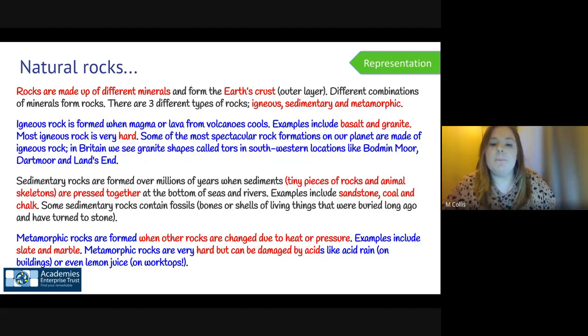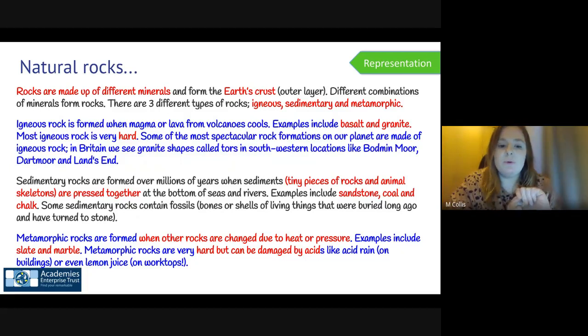The other type of rock that we've got is sedimentary. These are formed over millions of years when sediments, or tiny pieces of rock, and animal skeletons are pressed together at the bottom of seas and rivers. Examples of these could include sandstone, coal, and chalk. Some sedimentary rocks contain fossils, bones or shells of living things that were buried long ago and have turned to stone. So sedimentary rocks are tiny pieces of rocks that have been there before, or animal skeletons, all pressed together to form a sedimentary rock.